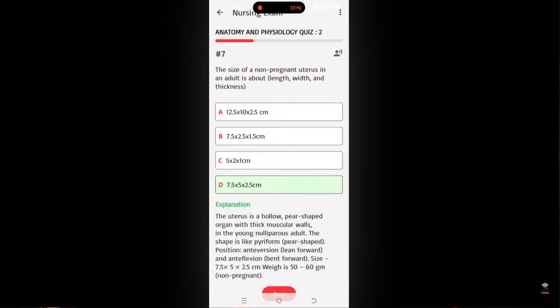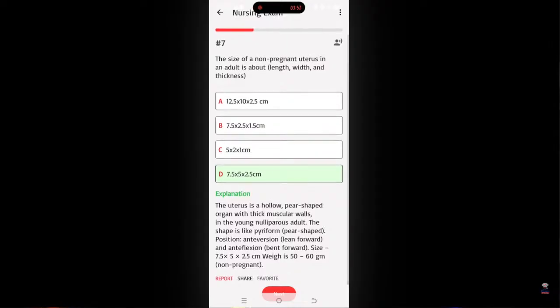Correct answer. The uterus is a hollow, pear-shaped organ with thick muscular walls in the young nulliparous adult. The shape is piriform, pear-shaped. Position: anteversion, leaning forward, and anteflexion, bent forward. Size 7.5 x 5 x 2.5 centimeters. Weight is 50 to 60 gm, non-pregnant.